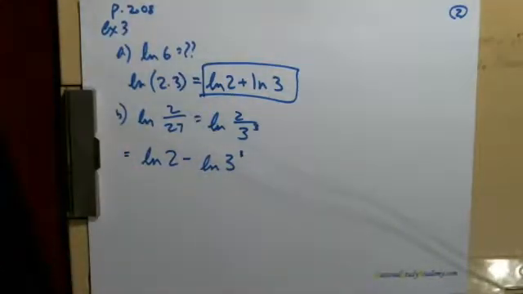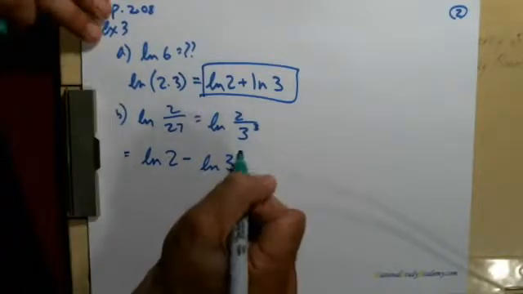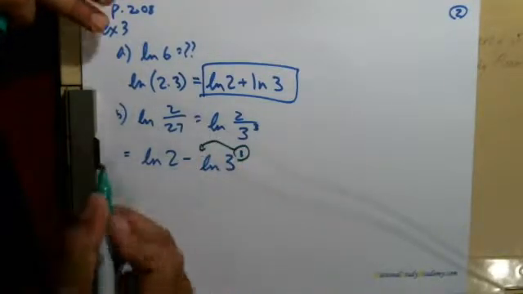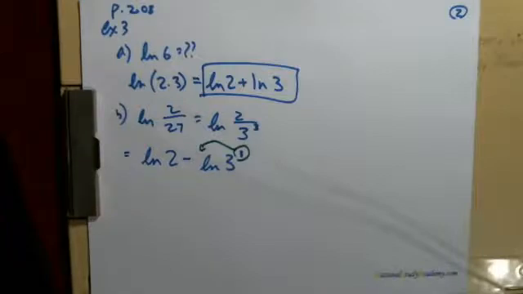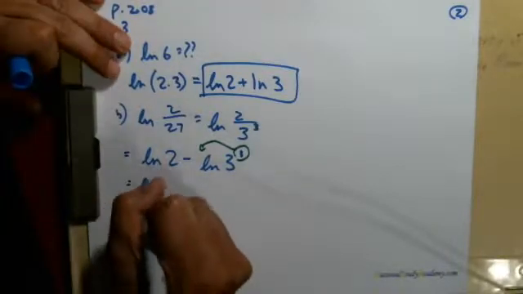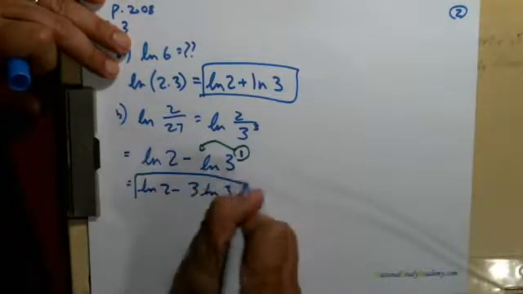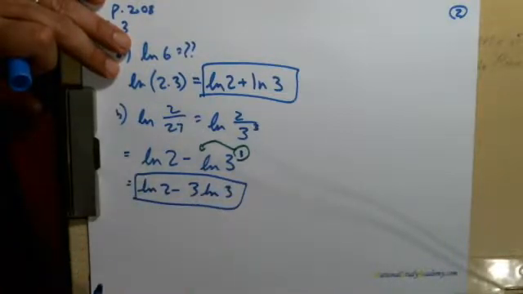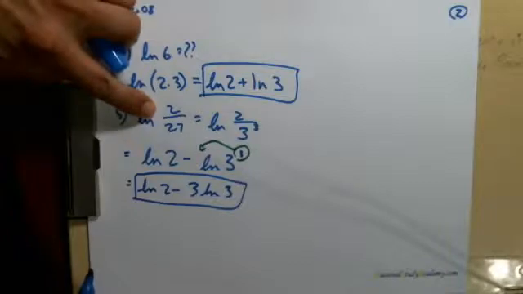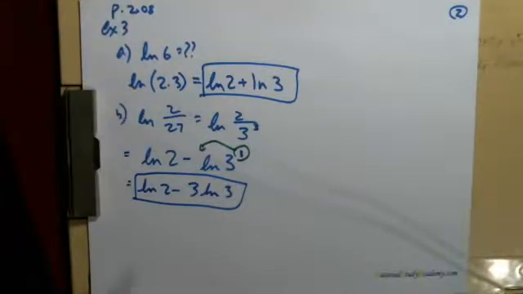And the beauty of log, remember what the beauty of log said? This comes out to the front. So rewriting it, that becomes natural log of 2 minus 3 natural log of 3. If I evaluate this on my calculator, and I evaluate this on my calculator, I will get exactly the same answer. Okay? And that's that.